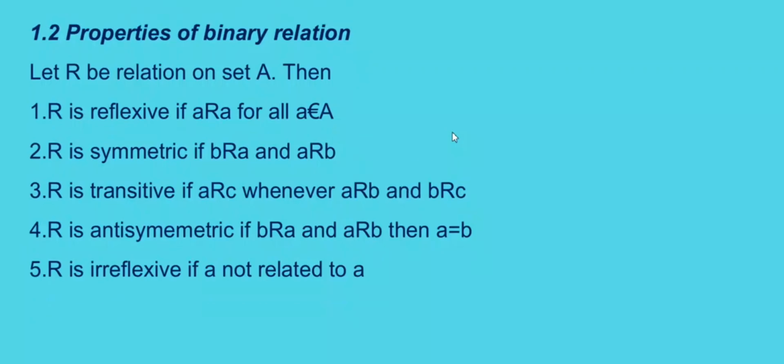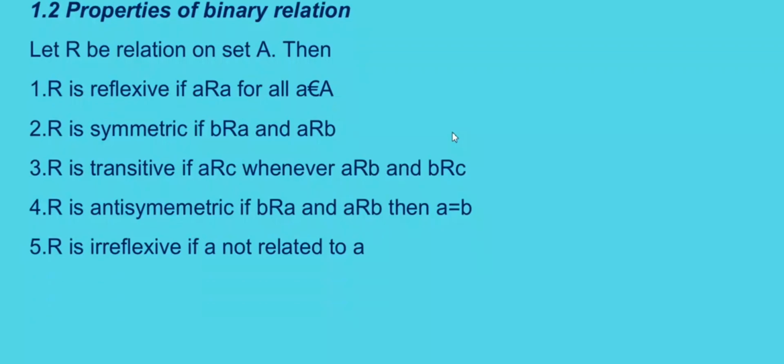So this is the general brief discussion about binary relations. We have discussed reflexivity, symmetric, transitivity, antisymmetric and irreflexive. I think you'll have a clear idea of all these things. What is irreflexive? Irreflexive is the opposite of reflexive.